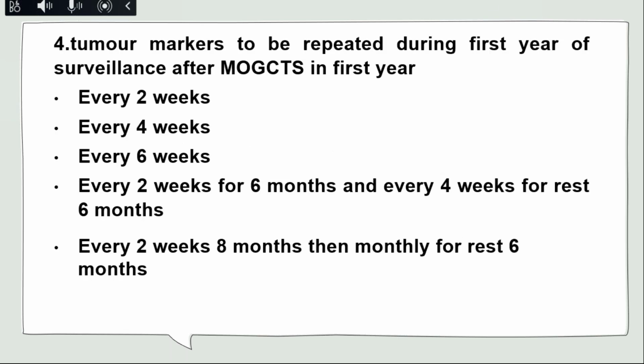Okay, now comes the fourth question. The tumor markers to be repeated during the first year of surveillance after a malignant ovarian germ cell tumor. We have seen this in the chart, so I hope everyone can answer. Every 2 weeks, every 4 weeks, every 6 weeks, every 2 weeks for 6 months and every 4 weeks for the rest of the 6 months, every 2 weeks for 8 months, then monthly for the rest of 6 months.